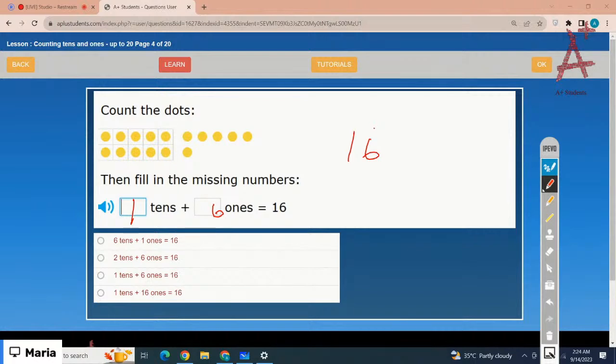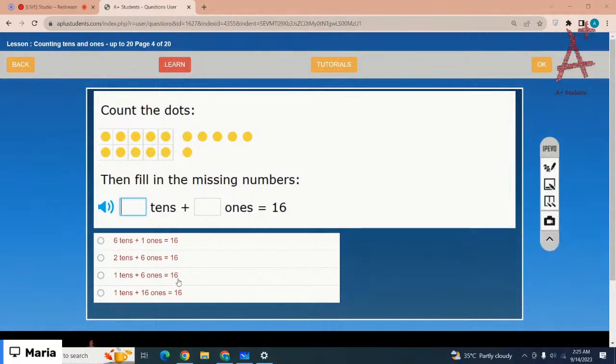So which option is the correct one? 1, 2, 3, 4. Just write the option number. Which is the correct option? The correct option is option number 3, right? 1 tens and 6 ones is the correct option. Very good.